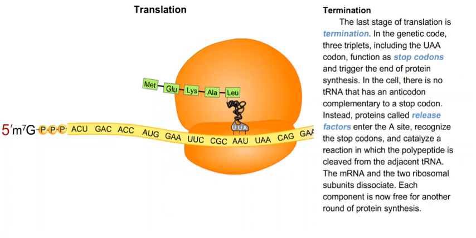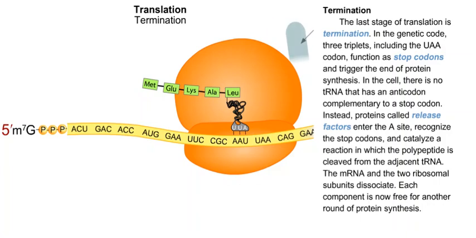The last stage of translation is termination. In the genetic code, three triplets, including the UAA codon, function as stop codons and trigger the end of protein synthesis. In the cell, there is no tRNA that has an anticodon complementary to a stop codon.